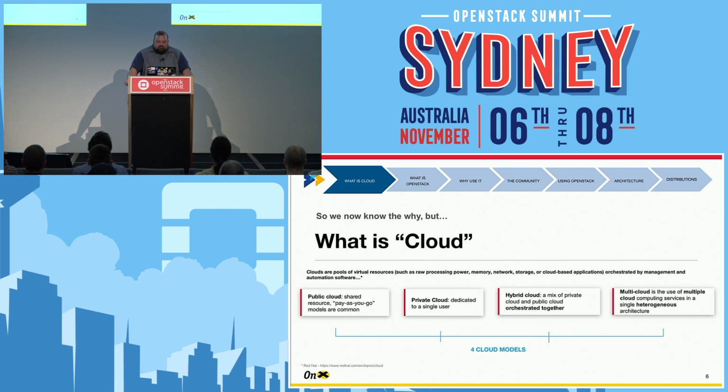Red Hat says clouds are pools of virtual resources such as raw processing power, storage, or cloud-based applications orchestrated by management and automation software so they can be accessed by users on demand through self-service portals supported by automatic scaling and dynamic resource allocation. Whew, thank you Red Hat for that. That's a mouthful. Amazon says cloud computing is the on-demand delivery of compute power, database storage, applications, and other IT resources through a cloud services platform via the internet with pay-as-you-go pricing. Oh, wait a minute. Amazon added something. You have to get to it through the internet, and it has pay-as-you-go. Well, Red Hat said nothing about that.